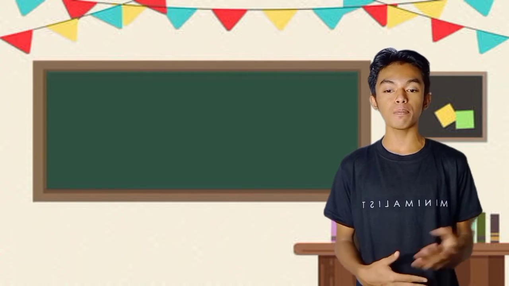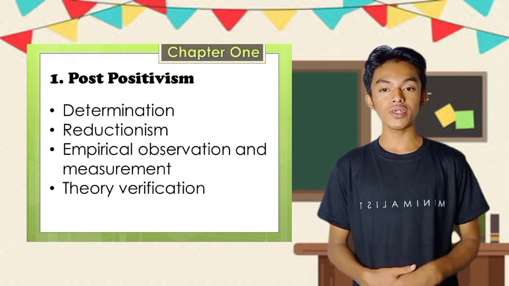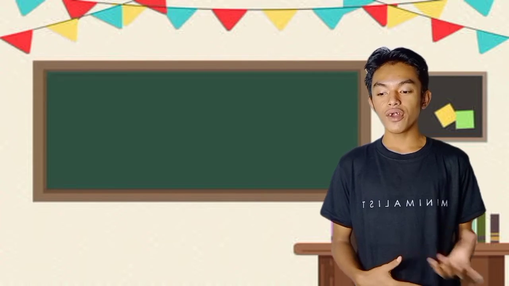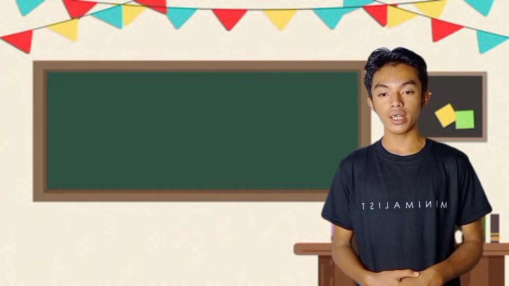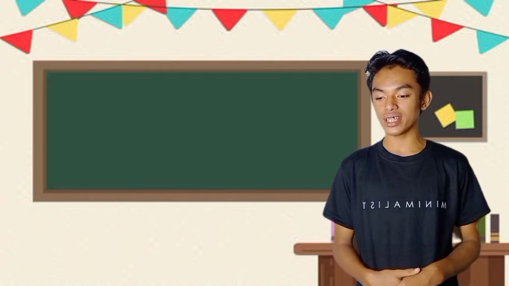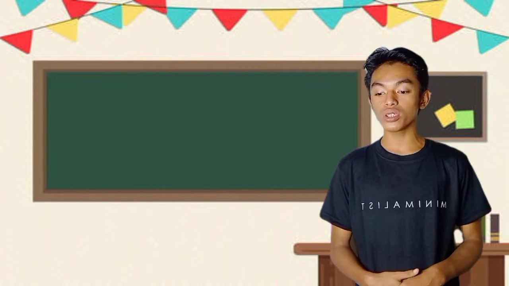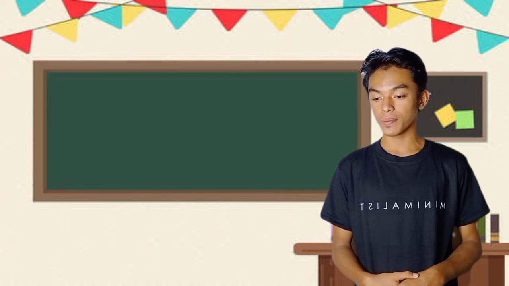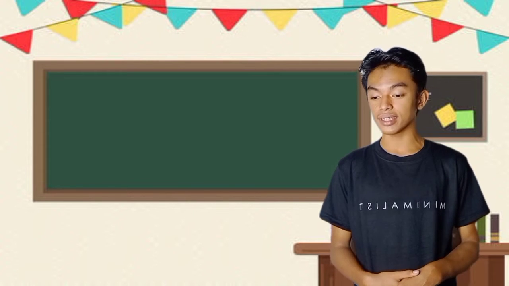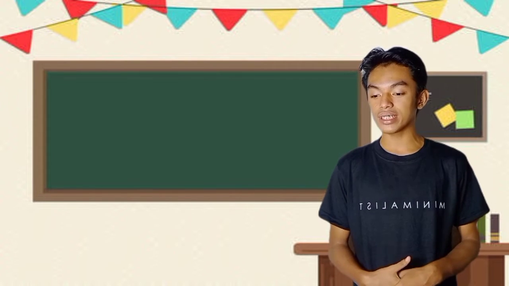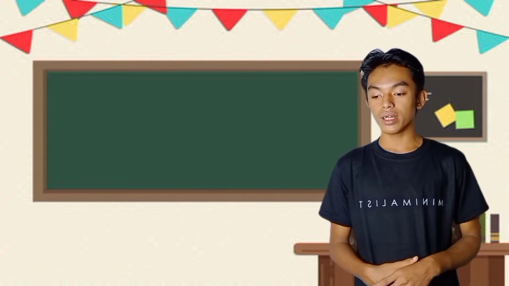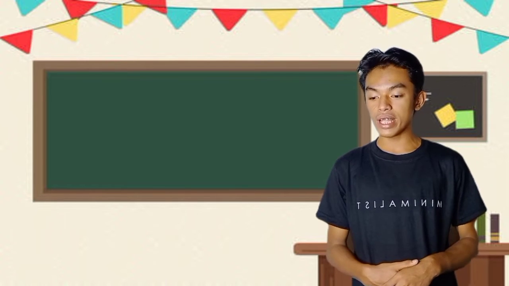So let us first define post-positivism. It is determination, reductionism, empirical observation and measurement, and theory verification. The reason why it is called post-positivism, because it represents the thinking after positivism. Assumptions have represented the traditional form of research, sometimes called scientific method or doing science research. It holds true more for quantitative than qualitative. It is also called empirical science. And lastly, it holds deterministic philosophy that causes probably determined effects or outcomes. So when you say reductionism, it is analyzing complex phenomena into a simpler one.